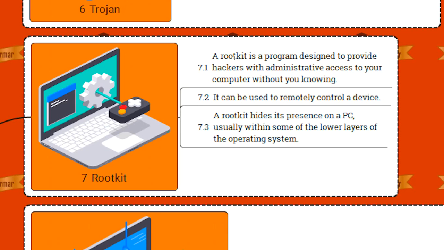As I've mentioned in a few points here, a rootkit is a program designed to provide hackers with administrative access to your computer without you knowing. It can also be used to remotely control a device. A rootkit hides its presence on a PC, usually within some lower level of the operating system.